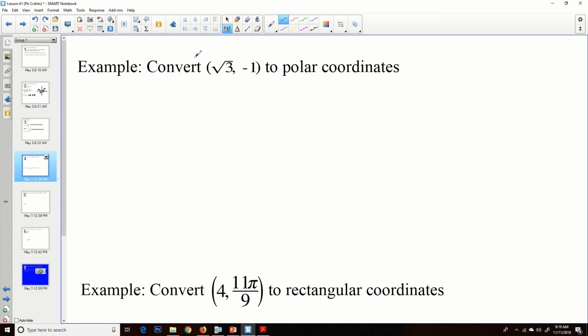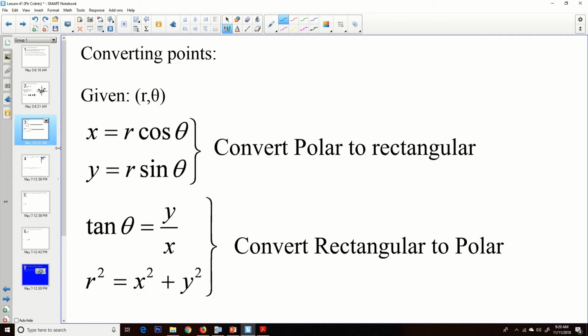So for example, let's convert square root of 3 comma negative 1 to polar coordinates. Again, thinking just real quick here, square root of 3 and then negative 1 would be this point right here and that line. And so I'm looking for this length here. There's my r, and I'm looking for that angle theta.